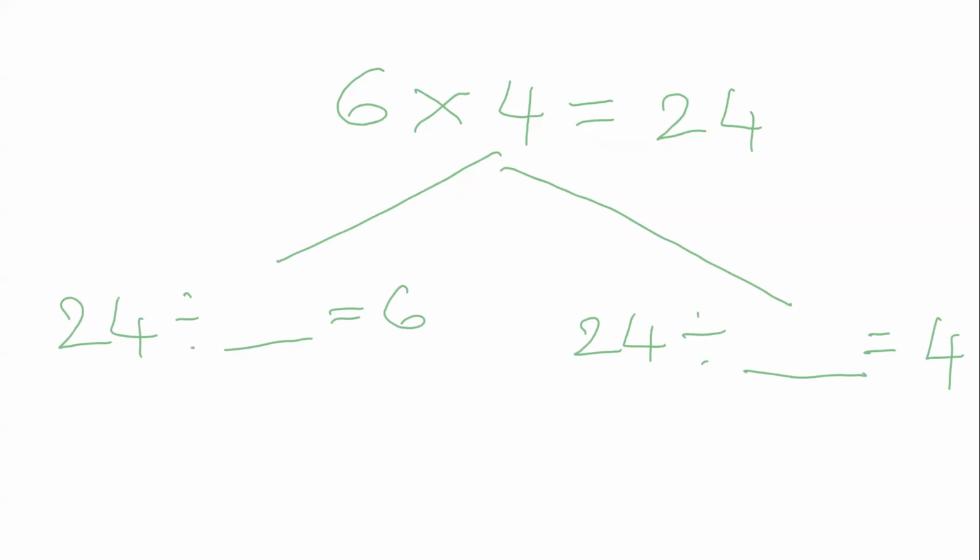Correct, Arpita. Correct. The first blank will be, answer will be 4. 24 divided by 4 is equal to 6. If you divide 24 by 4, you will get the answer as 6. Okay, second blank. What is the answer of second blank? Correct, Siddhi. The second blank is 6.